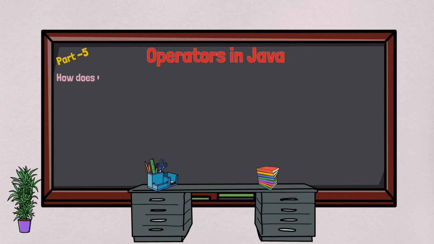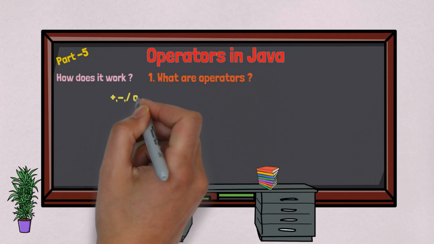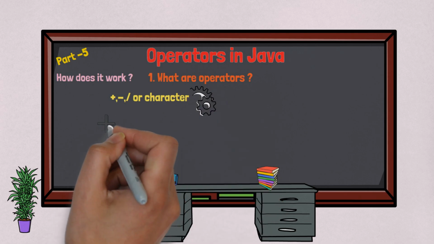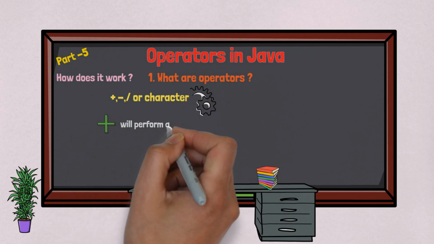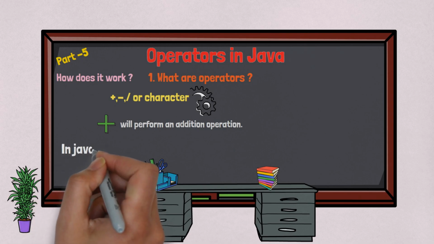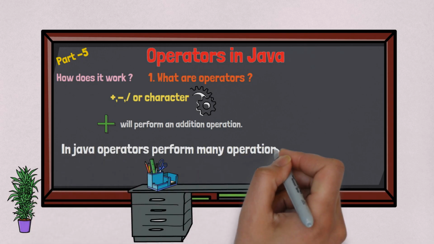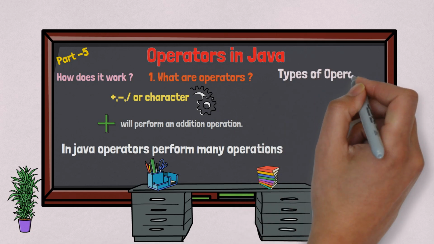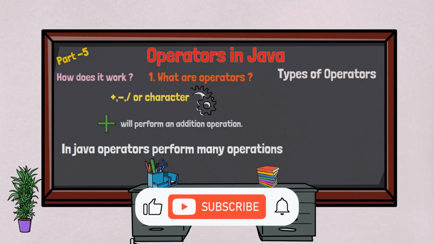In this video, we will explore with an example, what is an operator in Java? How does it work? First, what are operators? Operators are symbols or characters that can perform some actions. For example, plus symbol will perform an addition operation. In Java, operators are used to performing operations like addition, subtraction, etc. We can do many things using operators.